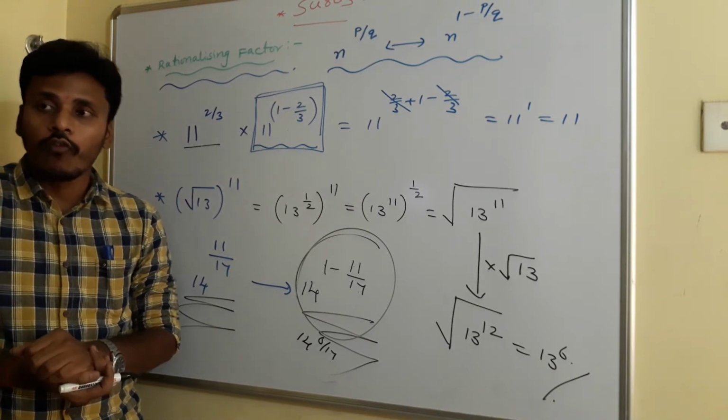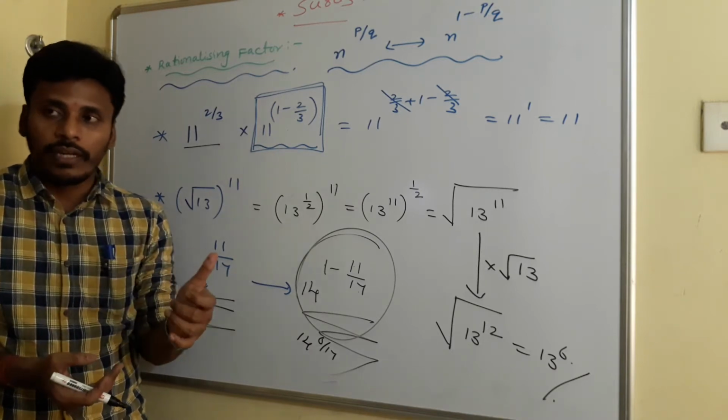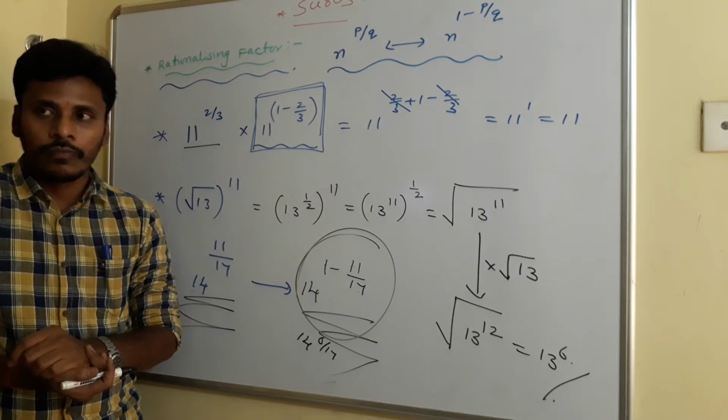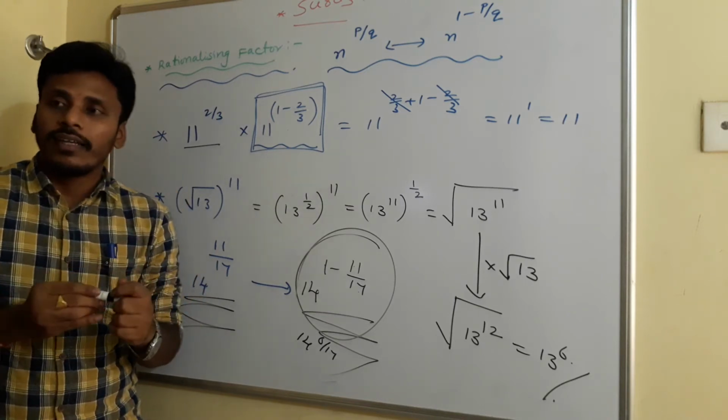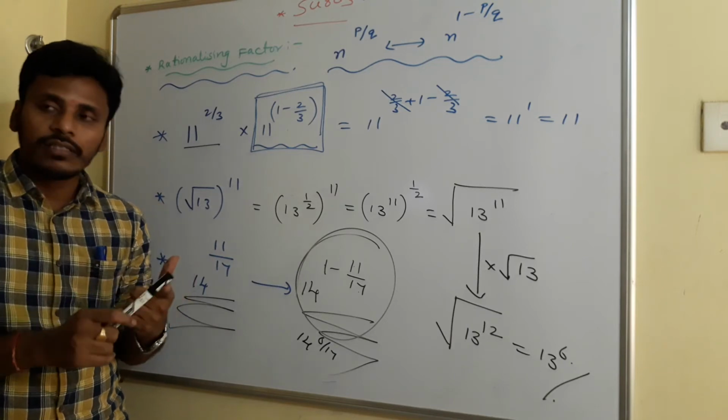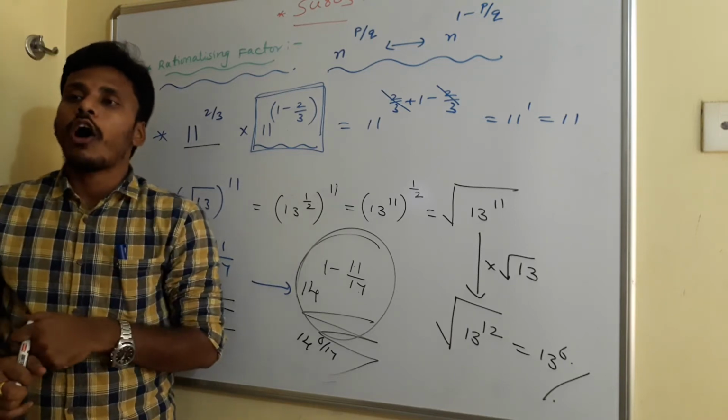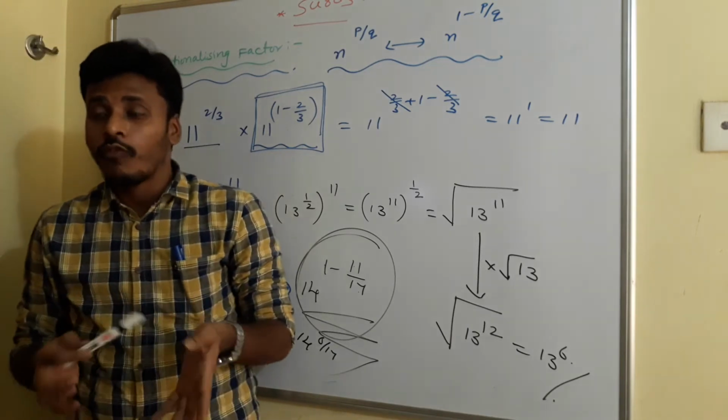And this is the way of calculating rationalizing factors. So basically you just memorize the concept of rationalizing factors. If the product of two numbers is rational, those two are mentioned as the rationalizing factors of one another.